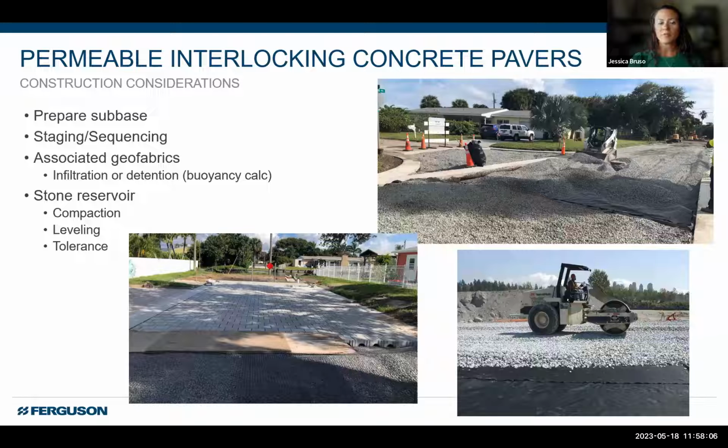So that is going to be really, really important to make sure that base is prepared properly, so that the whole system functions as it should. You also want to make sure that you level. So this is important no matter what type of paver that you're looking at, that they're level and that whatever is specified in the plans, that tolerance is met.